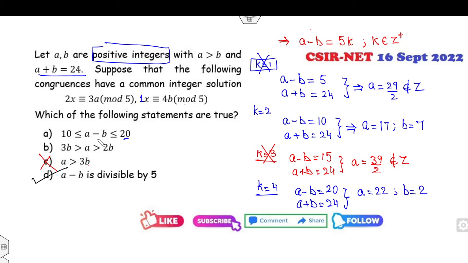Fine. So 22 minus 2 is 20, the upper limit, so this case is satisfied. What is 3b? 3b is 6. Is the option satisfied? No. So this option is cancelled. So the right options are A and D, the correct answers of this problem. You can see that it's a very, very simple approach. You can solve this problem in a simple manner.